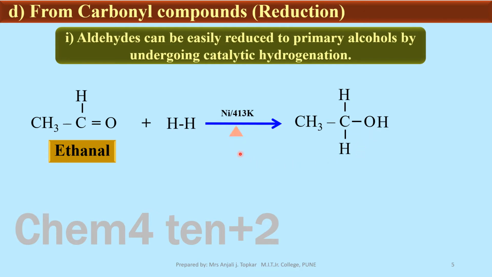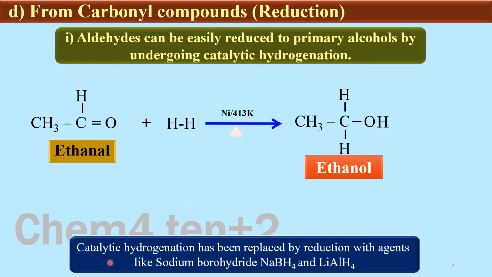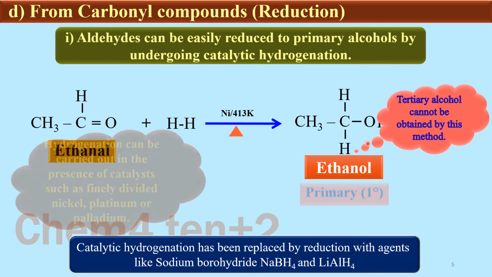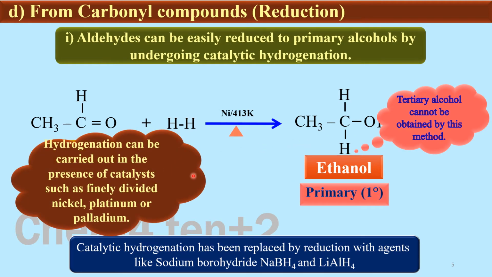Thus, formation of alcohol is taking place and the alcohol obtained is primary alcohol. Here it is ethanol. Catalytic hydrogenation has been replaced by reduction with agents like sodium borohydride, that is NaBH4, and LiAlH4, that is lithium aluminium hydride. By this method, that is catalytic hydrogenation, tertiary alcohol cannot be obtained. Hydrogenation can be carried out in the presence of catalysts such as finely divided nickel, which we have used in this reaction, or instead of this we can use platinum or palladium also.